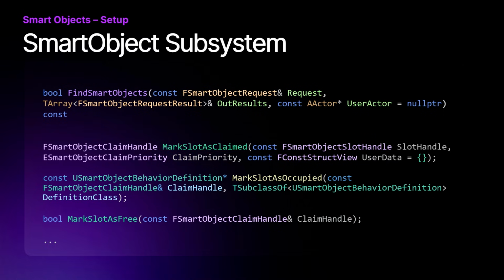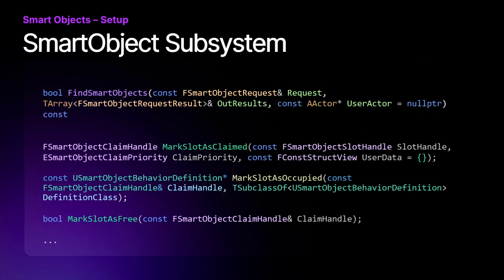Then to create tasks for using smart objects for our ants, we will need to interact with the smart object subsystem. The smart object subsystem is responsible for keeping track of all smart objects available in the level. Smart objects are automatically registered with the subsystem for access and tracking. This subsystem is automatically created in the world when you enable the smart object plugin. And it supplies a bunch of functions shown here, which allow you to find, claim, and use the smart objects.